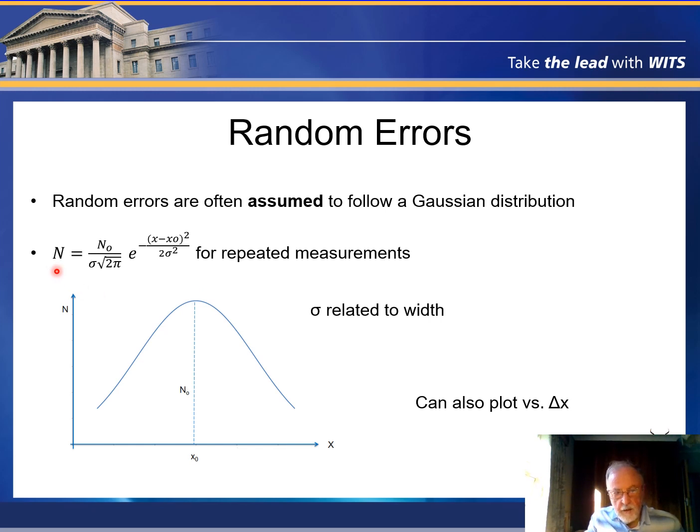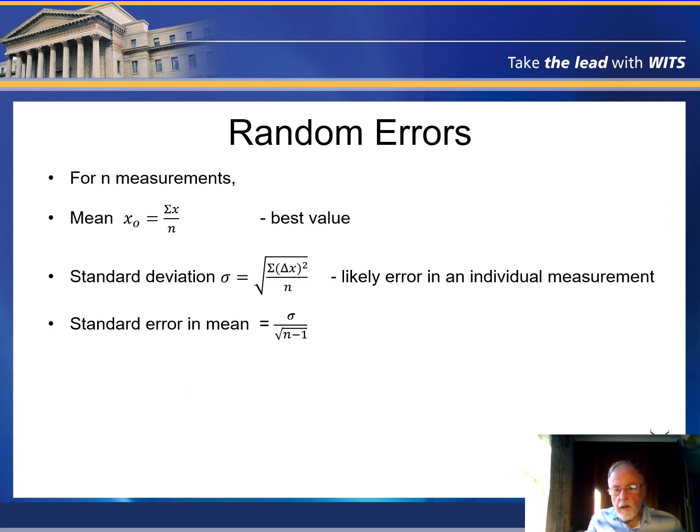Big N is a probability of having a value of a certain size according to how far away from the mean we are. And we can also do a plot versus the errors, delta x. We'll get a curve which looks rather similar. If we use a little n for our actual measurements, then the mean, as you know very well, is the sum of the measurements divided by n. And it's the best value that we have.